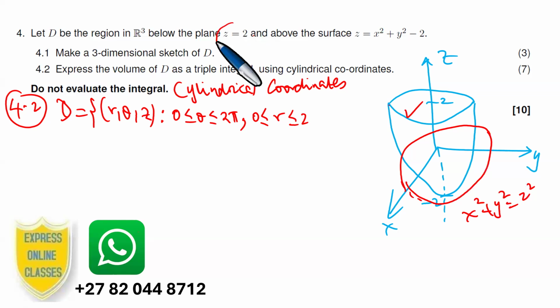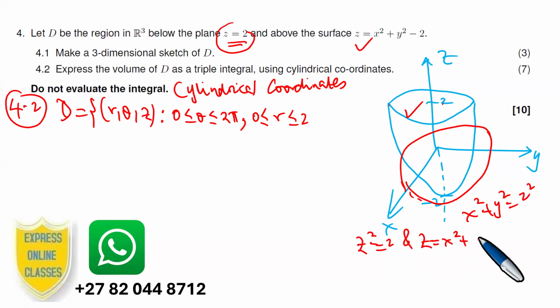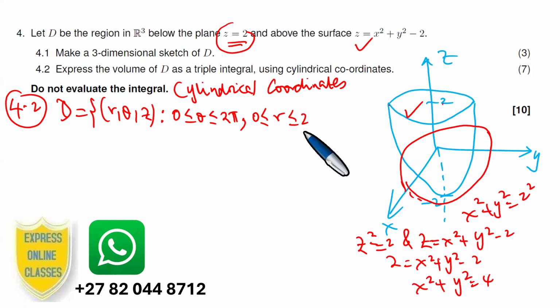Because you have the plane z equals 2. The plane z equals 2 is this one. But you see, where the paraboloid and this plane meet, the plane is z equals 2, yet the paraboloid is x squared plus y squared minus 2, which means 2 is x squared plus y squared minus 2, which means that x squared plus y squared equals 4. Right, and this is like 2 squared, which is giving us the radius, looking at something called the XY projection.